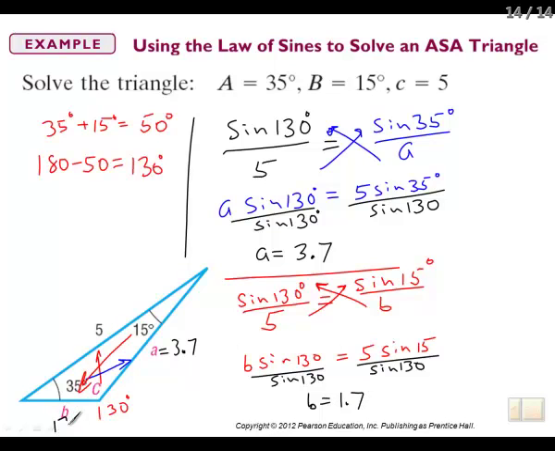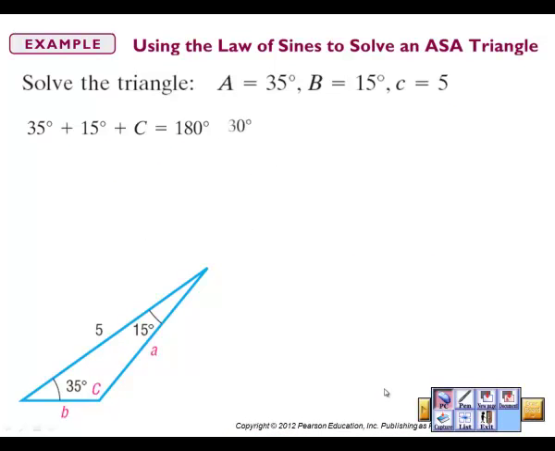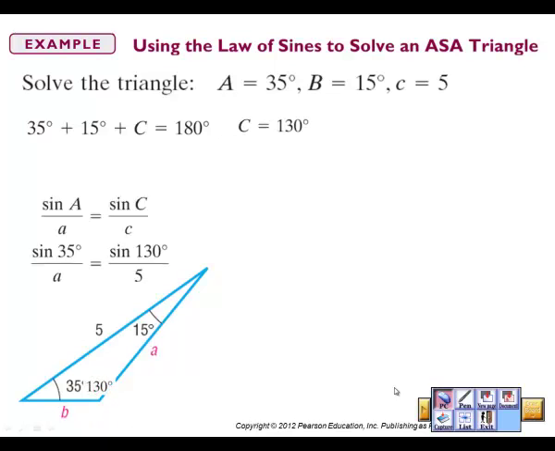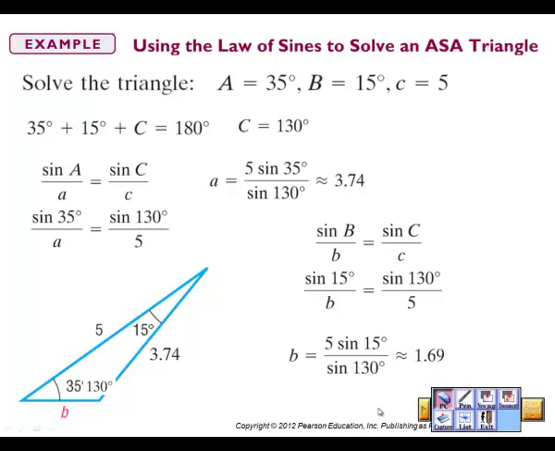Okay, and so we get 1.7 here. See, there we go, we found our angle, 130, and there we found side A. They use 3.74, we use 3.7, so whatever they want to round it off to. And we use 1.6, they use 1.69. Okay, and so we get our third angle and our two sides that we were looking for.